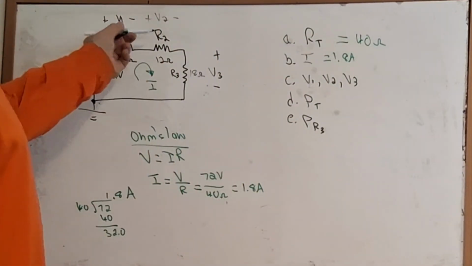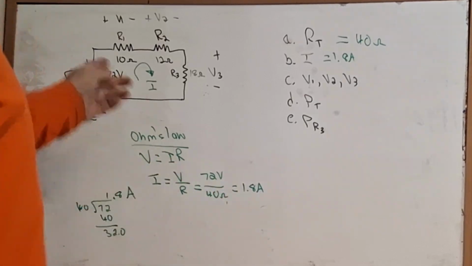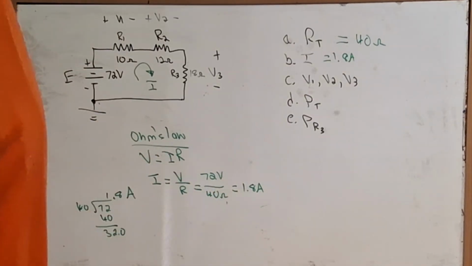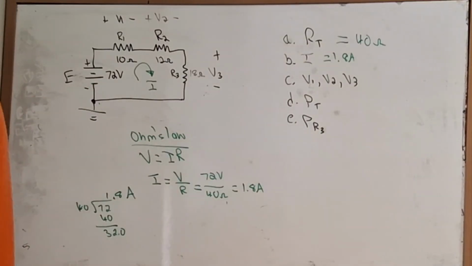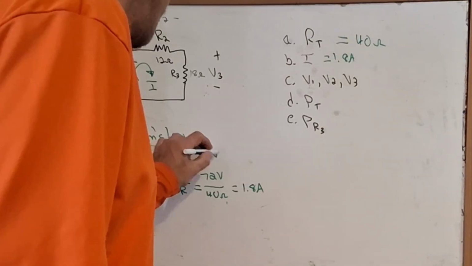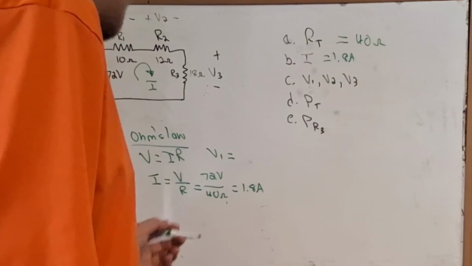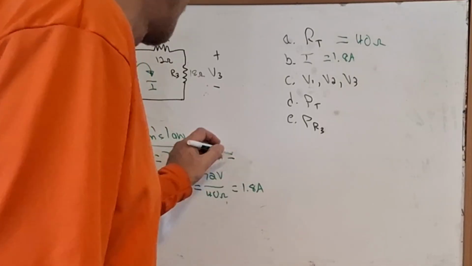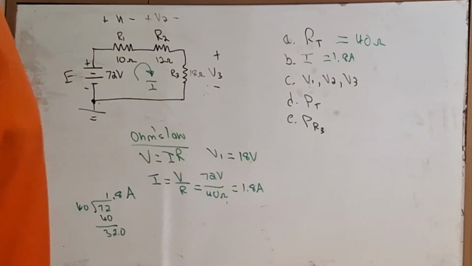Each one of these resistors has 1.8 amps flowing through it. We can find the voltage drop across each one of these. And when we add all those voltage drops up together, it has to equal 72 volts. So let's find V1. R1 is 10 ohms. And let's use this equation. V1 is equal to the current, which is the same, 1.8 amps times 10 ohms. That would be 18 volts. We got 18 volts across R1.